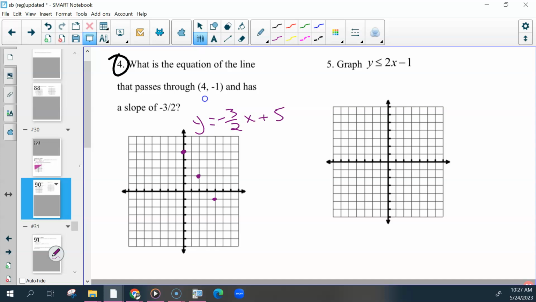You could have also used your point slope formula. We're not going to talk about that today, but you could have also done that. Questions on that?